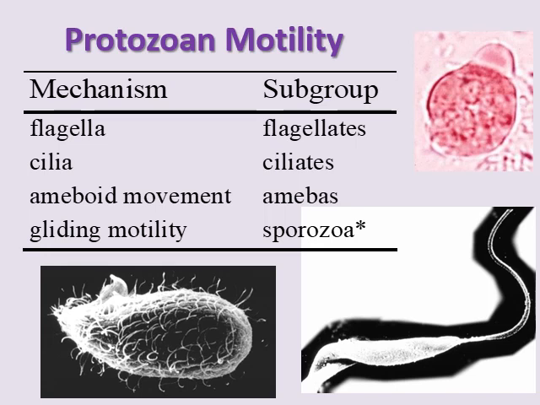Protozoa motility, as we divided them into subgroups: flagellates are motile by flagella, ciliates motile by cilia, amoebae move by pseudopodia, and sporozoa have gliding motility or the apicomplexan compartment, as we studied in this group.